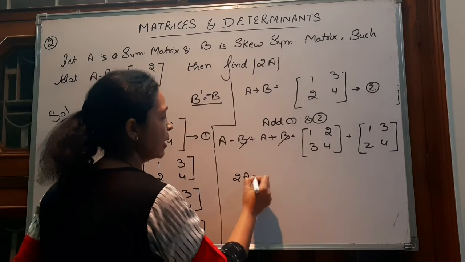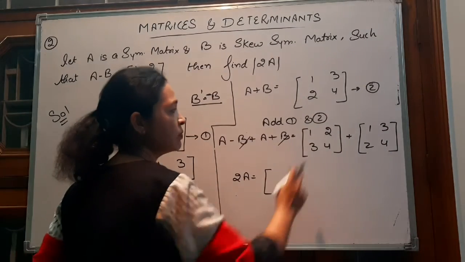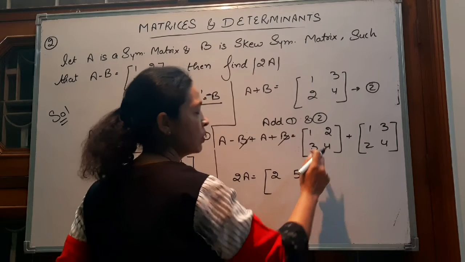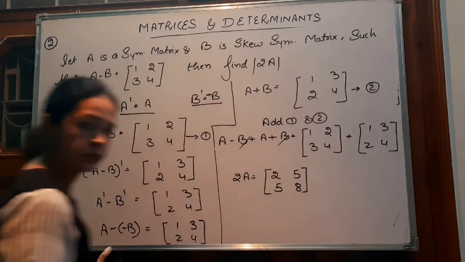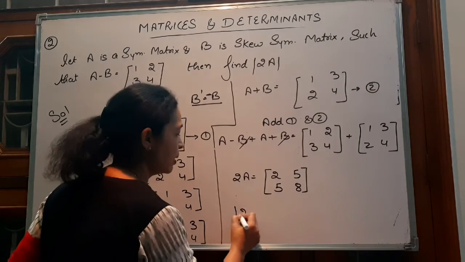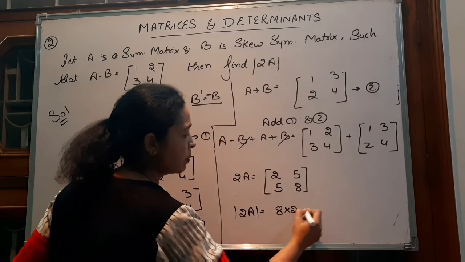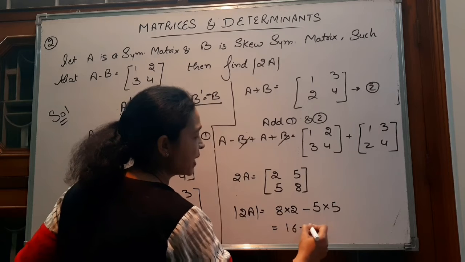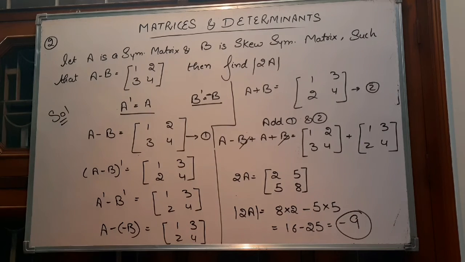We will get 2A equals the addition of two matrices. Corresponding elements will be added. 1 plus 1, 2. 2 plus 3, 5. 3 plus 2, 5 and 4 plus 4, 8. Clear? Now what do we need? Determinant of 2A. Determinant of 2A will be 8 into 2 minus 5 into 5. That is 16 minus 25, minus 9 is our answer.